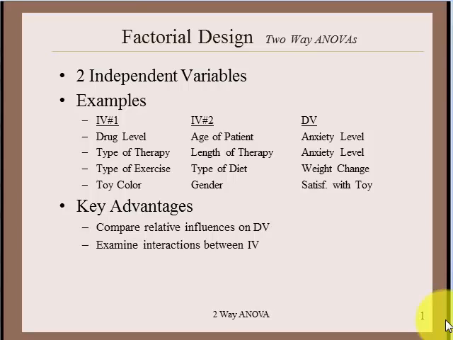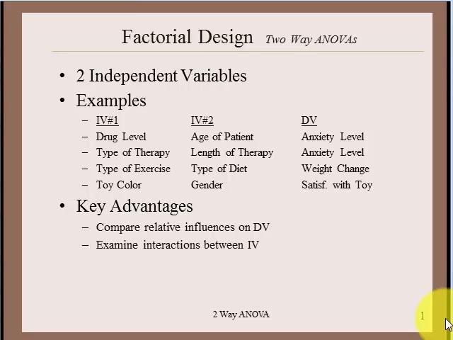All right, we are now ready for factorial design. It's another way of saying a two-way ANOVA. So with a two-way ANOVA, you have two independent variables. So I have some examples here for you, and I hope you can see how this could be useful.